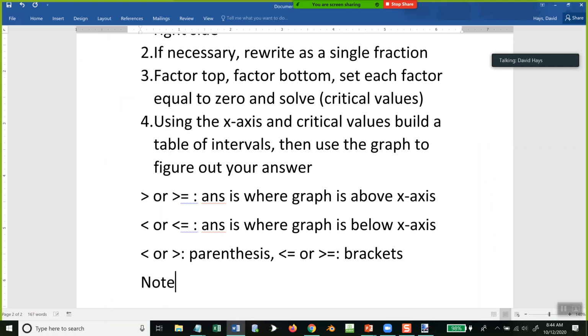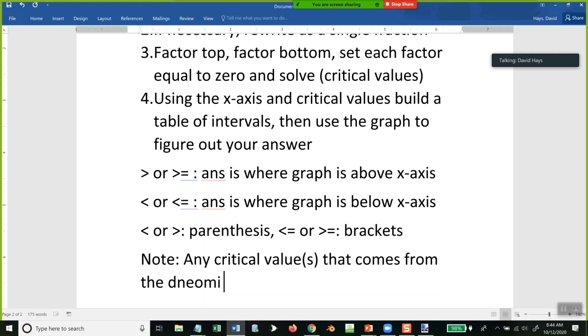So note, any critical value that comes from the denominator always has parentheses. Is that it can never include that value.